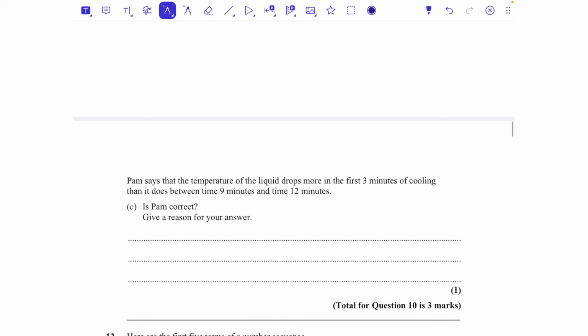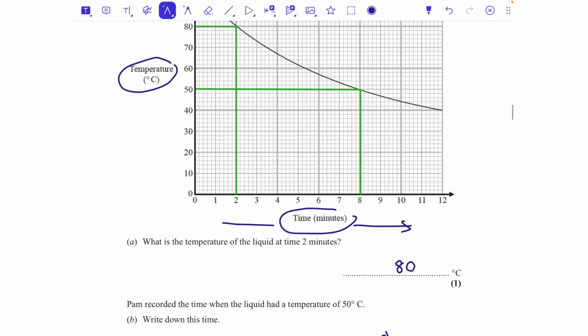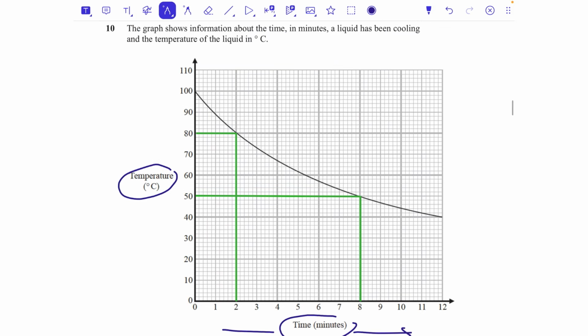Okay, Pam says that the temperature of the liquid drops more in the first 3 minutes of cooling than it does between time 9 minutes and 12 minutes. Is Pam correct? Give a reason for your answer. So we're looking at the first 3 minutes, which goes from this point to this point. So that's how much it's gone down by in that time. And then between 9 and 12, we can see that's dropped by much less.